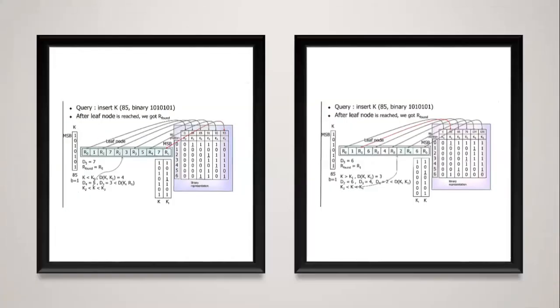This is the same as the different queries of previous problems. We have already discussed problems of the same type. So here the values in the query: insert key 85, binary 1 0 1 0 1 0 1. After the leaf node is reached, we get Rfound. This is the first step and this is the second step. So Rfound is equal to 85.